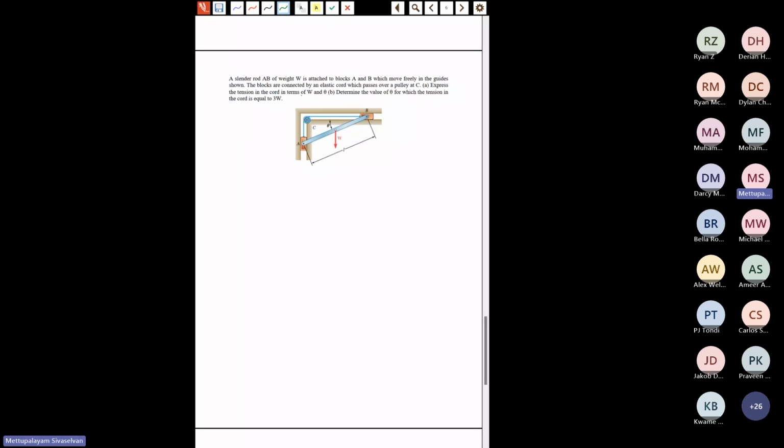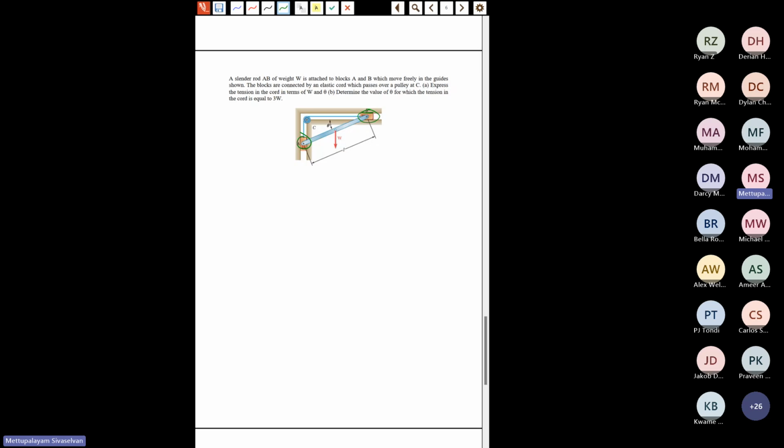Okay, so a slender rod AB, weight W, is attached to blocks A and B, which move freely. No friction in these slots, no friction here, no friction here. Blocks are connected by a cord that goes over a pulley, with no friction in the pulley either. Calculate the tension and the reactions.